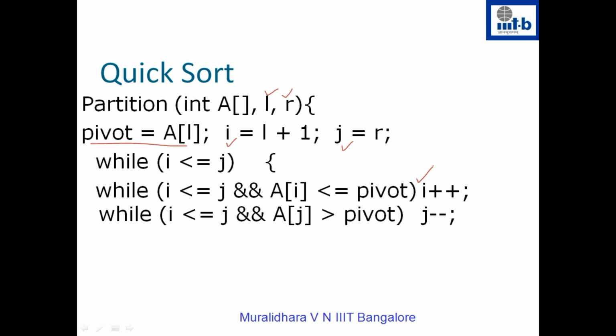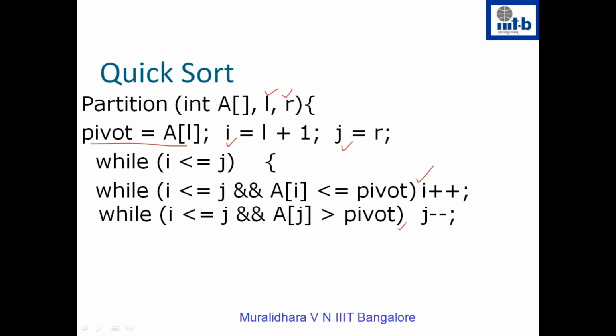That means that A of I is not in the right place. In that case, I start with the right pointer and keep going to the left as long as I see a number which is greater than the pivot. All the numbers greater than the pivot should be on the right hand side. All the numbers on the left hand side should be smaller than or equal to the pivot.